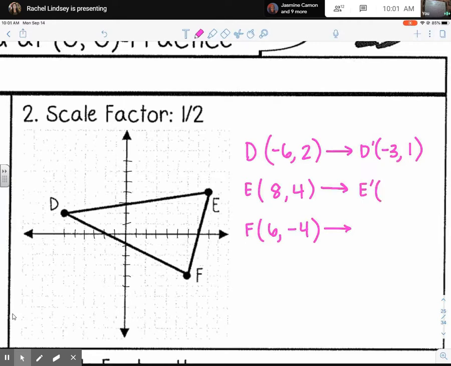E prime, what's half of 8? 4. What's half of 4? 2. So E prime's at 4, 2. And then F prime is going to be what's half of 6? 3. And what's half of -4? -2. So F prime's at 3, -2. And then we'll plot those points.